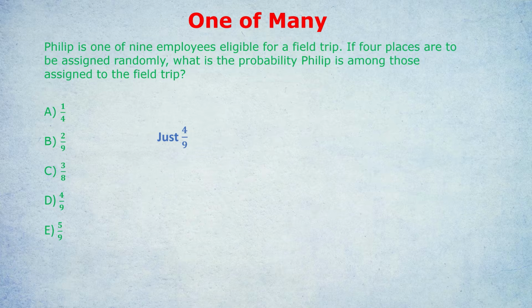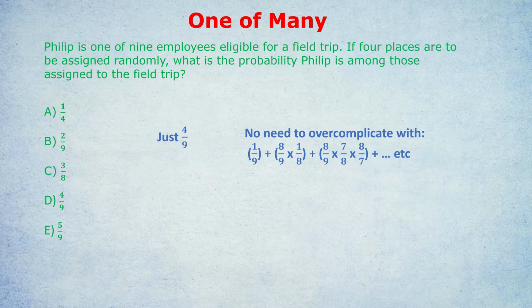You don't need to think about, well, he could be the first person assigned, which is 1 out of 9, or he could be the second person assigned, which means he wasn't one of the first, so that's 8 out of 9, and then was the second, 1 out of 8, and then the third person, and then the fourth person, and then add it all up. That would get you the same answer, by the way. This maths is completely legitimate. You would get 4 out of 9.